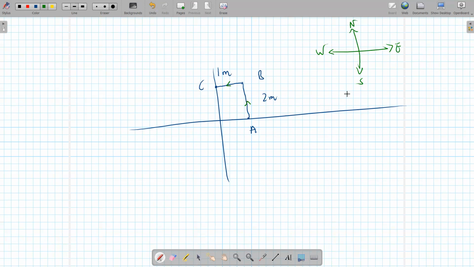2 meters north. Exactly. What's the distance from B to C? 1 meter. Right. The displacement would be 1 meter west, right? Now I'm gonna trick you because that's what I do. What's the distance from A to C? 3 meters. That's right. What's the displacement from A to C?